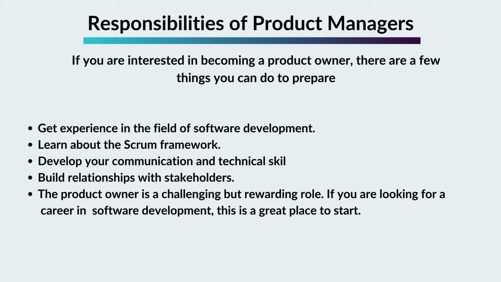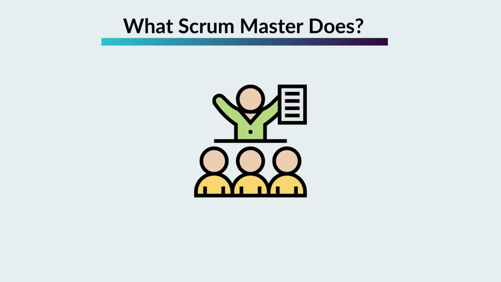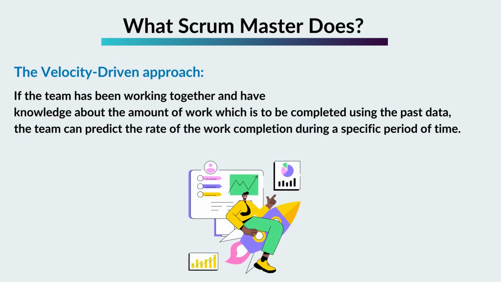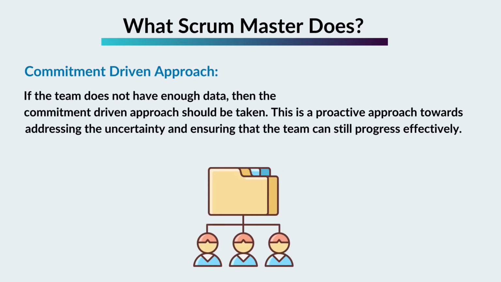What the Scrum Master does. The Scrum Master facilitates the sprint planning meeting and helps the team to determine the workload. There are two approaches that can be used to determine the workload. The velocity-driven approach: if the team has been working together and has knowledge about the amount of work to be completed using past data, the team can predict the rate of work completion during a specific period of time. Commitment-driven approach: if the team does not have enough data, then the commitment-driven approach should be taken. This is a proactive approach towards addressing the uncertainty and ensuring that the team can still progress effectively.